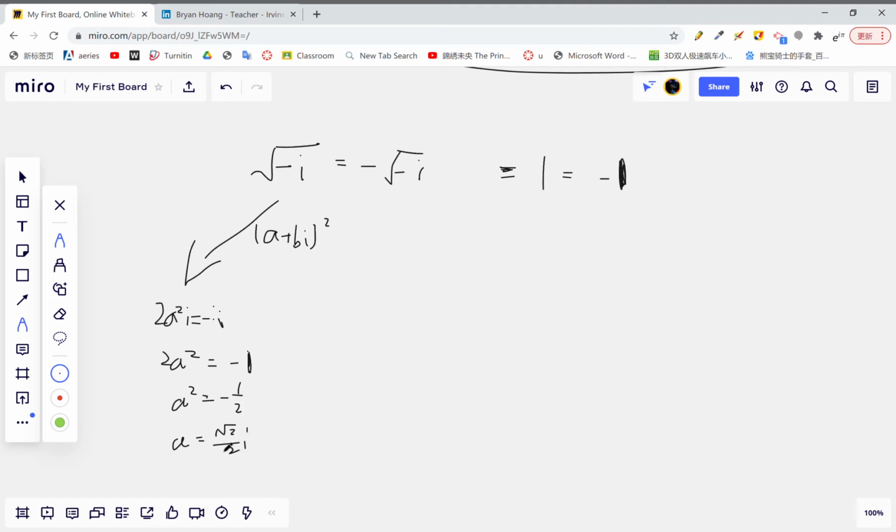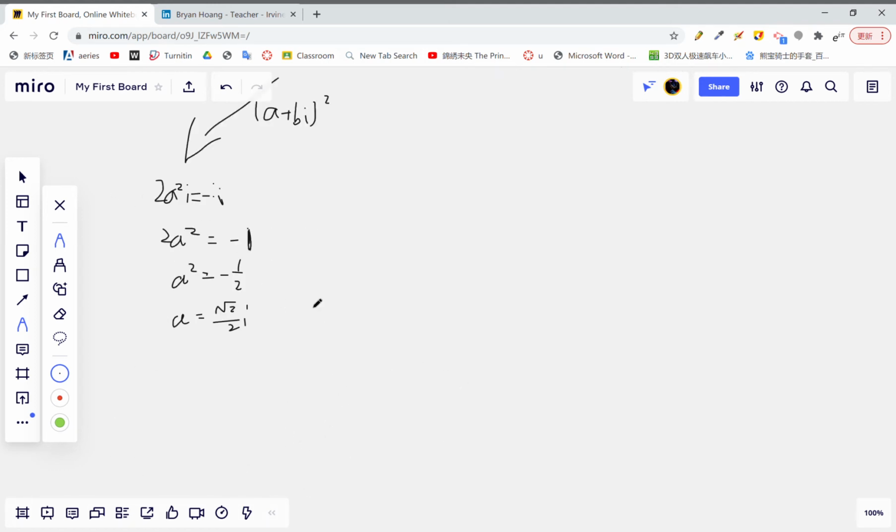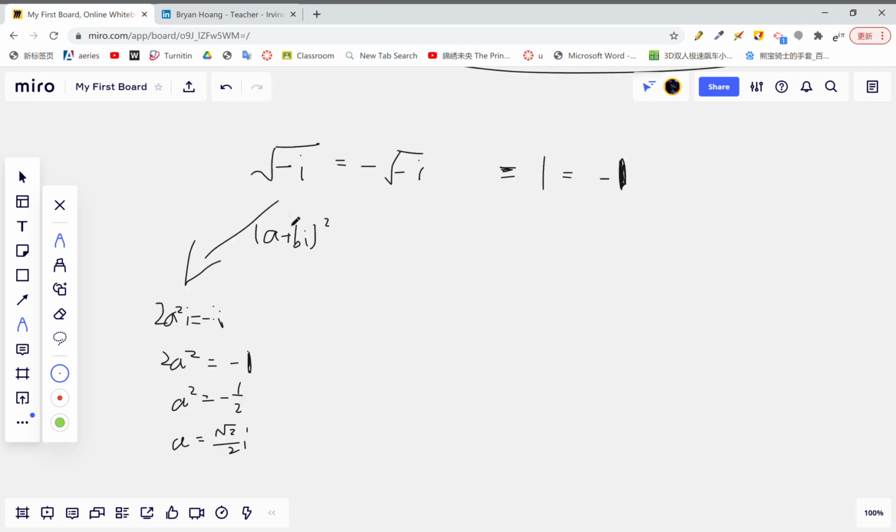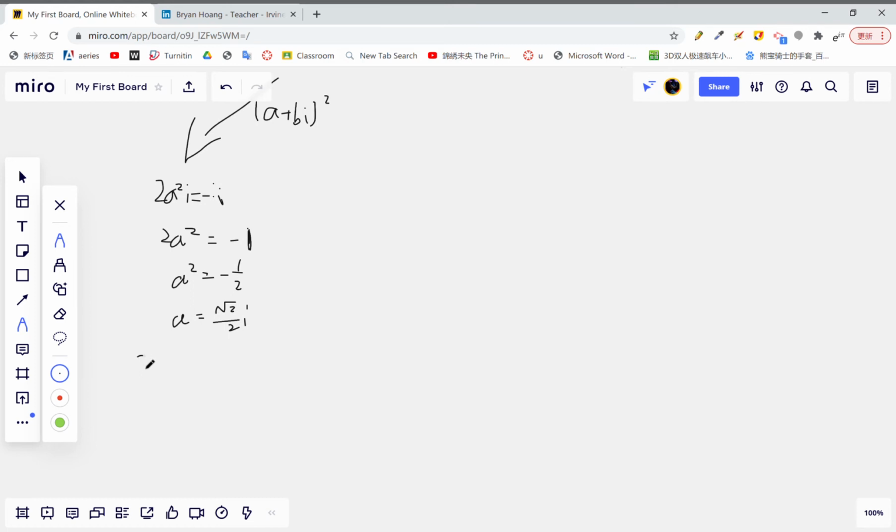Someone says, why can't it be negative root 2 over 2 i? Because any square root function, the answer is only going to be positive. You can never say that the square root of 4 is negative 2, right? That's the same thing. Let's say you have the second method, Euler's identity.